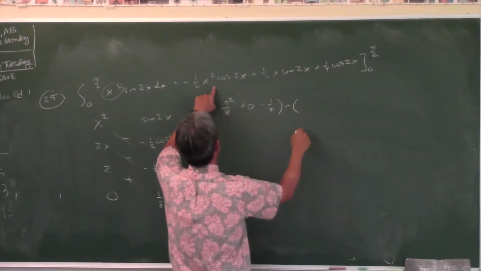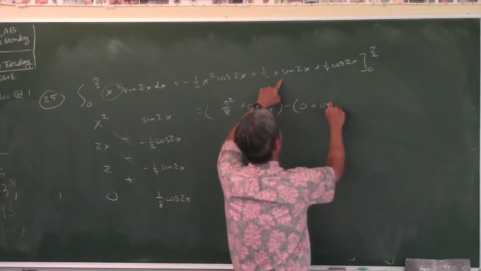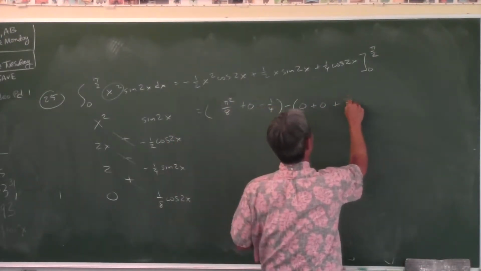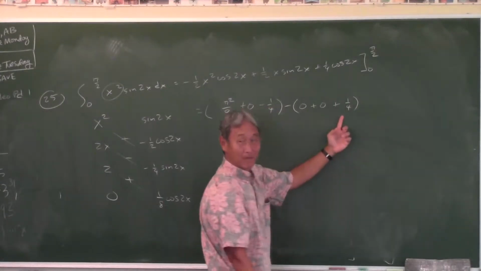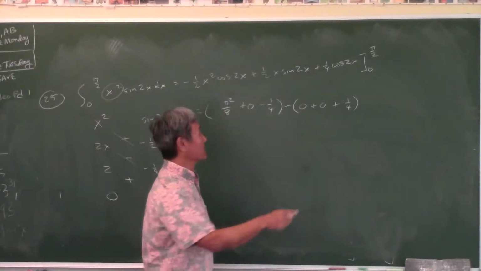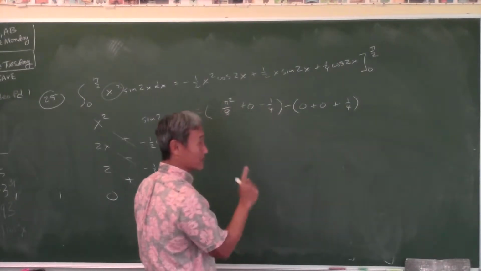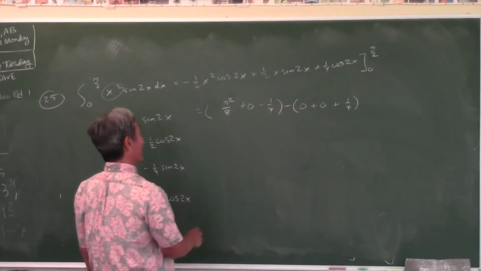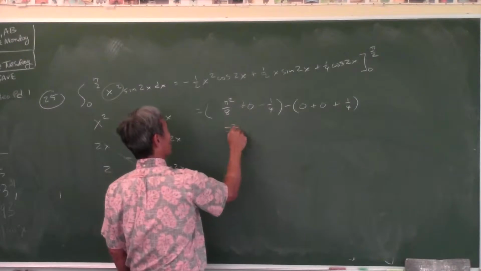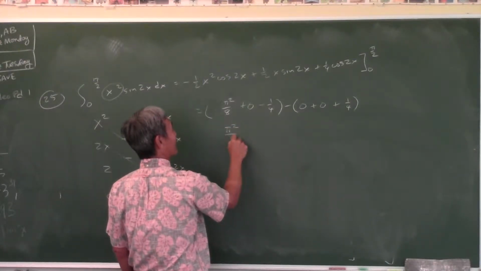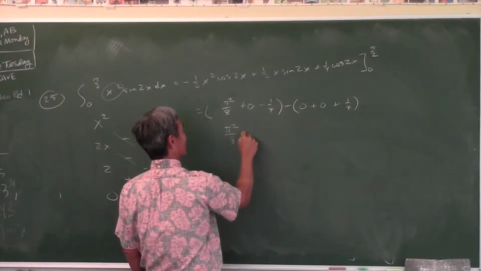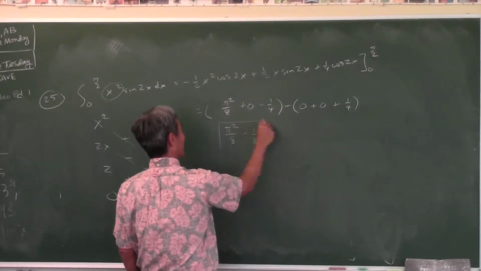Now plug in the bottom number. 0 plus 0 plus 1/4. Is that where you guys slipped up? So many times students think if you plug in 0, guaranteed it'll be 0, but right there, it's not, because cosine of 0 is 1. So what's your final answer going to be? Pi squared over 8. What's negative 1/4 and negative 1/4? Negative 1/2. Box that, that's the answer.